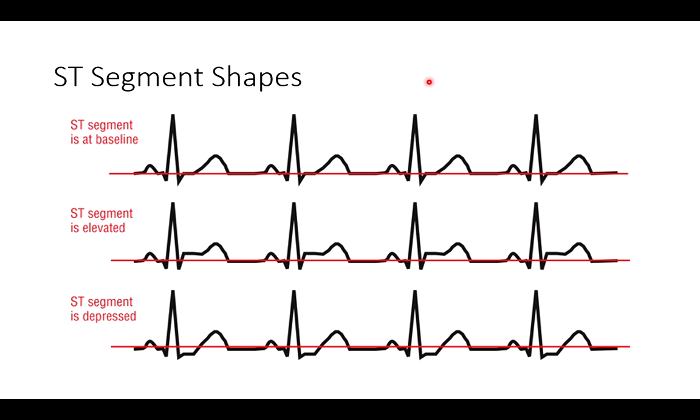Here it is again, and again. The ST segment is at baseline. Here, if this is our isoelectric line, you see the ST segment is elevated. Here you see the ST segment is depressed. So we have some examples of what that might look like.